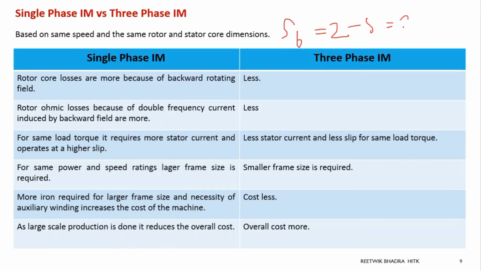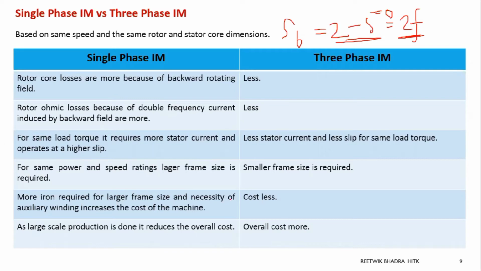So if s equals 0, then this came out to be 2. What will be the rotor frequency? Twice of f, so double frequency. If s equals 0, Sb will be 2. What will be the rotor frequency? 2f, because the rotor frequency fr is s into fs. So what is s now? Sb, that is 2. So 2f, so double frequency current. So if the frequency increases, your rotor ohmic loss will also increase. So slip is increasing, so your rotor frequency and your copper loss will also increase.